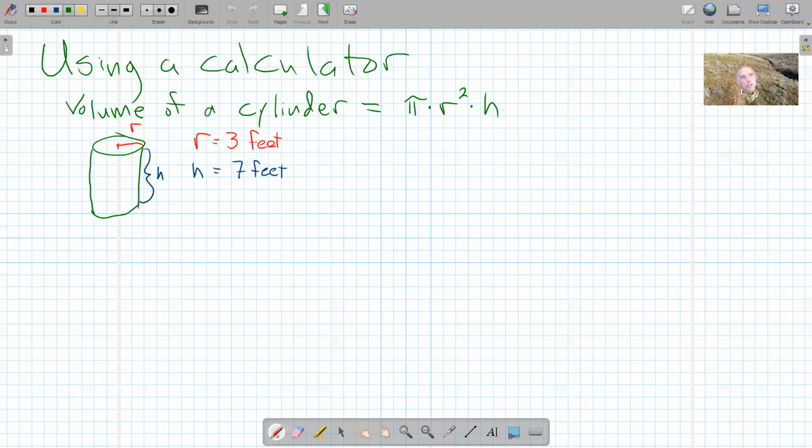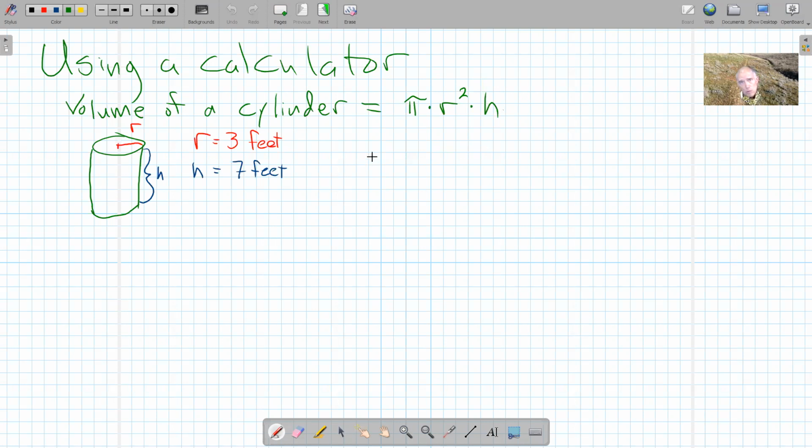Here are a few tips about how to use a spreadsheet as a calculator. So my first problem is the volume of a cylinder. The formula is pi times the radius squared times the height. And you can see in the picture there, I have a radius of 3 feet and a height of 7 feet.